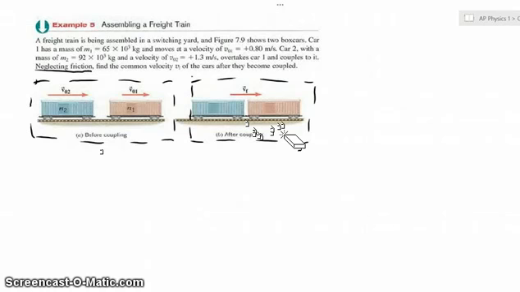So we can set up a momentum conservation equation, and the way that we need to do this on the AP test is we have to start by explicitly saying that momentum is conserved. So we're going to say momentum initial is equal to momentum final. And then we need to write a more explicit statement. So we're going to say momentum 1 initial plus momentum 2 initial is equal to momentum 1 final plus momentum 2 final.